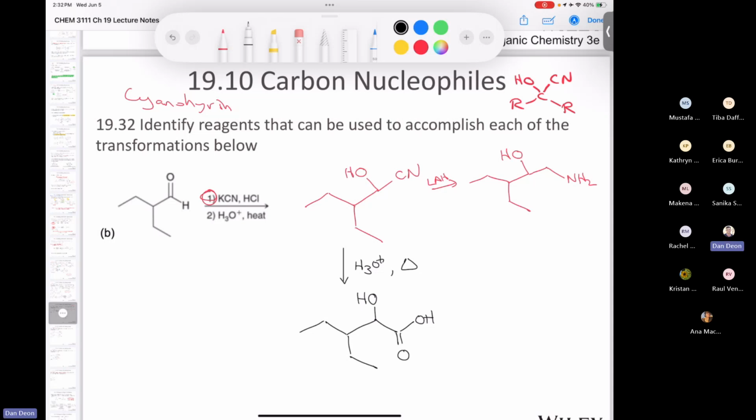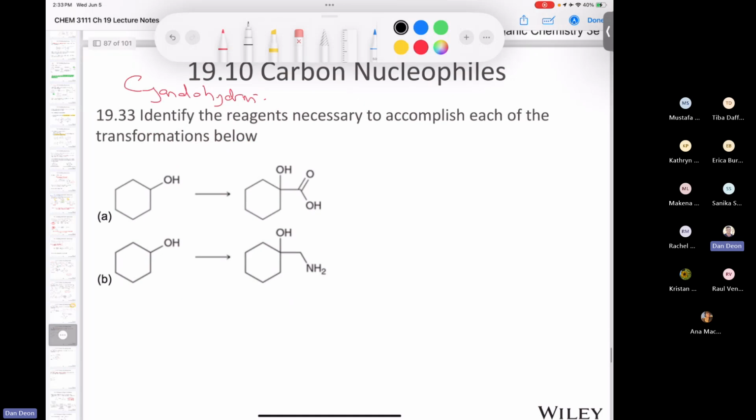Okay, so a cyanohydrin. Make sure you know what a cyanohydrin is. Very, very important. And I told you that we're going to look at this mechanism. So this mechanism, which is a doozy, is covered in Chapter 20. So you don't have to know this mechanism for this class, you just have to know the reaction. All right, the next one.